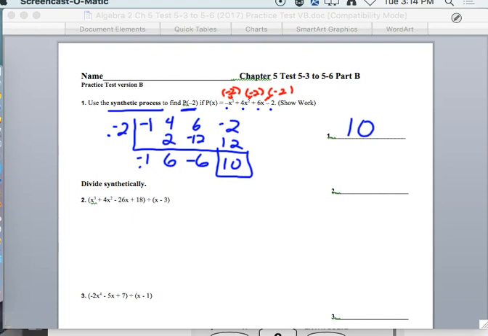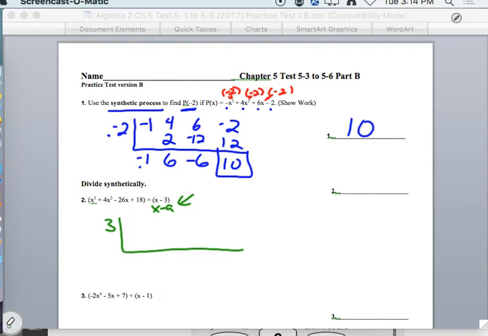Number 2 says divide synthetically. So go ahead and pause the video. Give this one a try. The solution to this one comes from the fact that we know that we're using x minus a in those factors. So instead of using a -3, we should be using a +3 to divide this by. And that all comes from, again, the fact that our factors all looked like this, the x minus a piece.